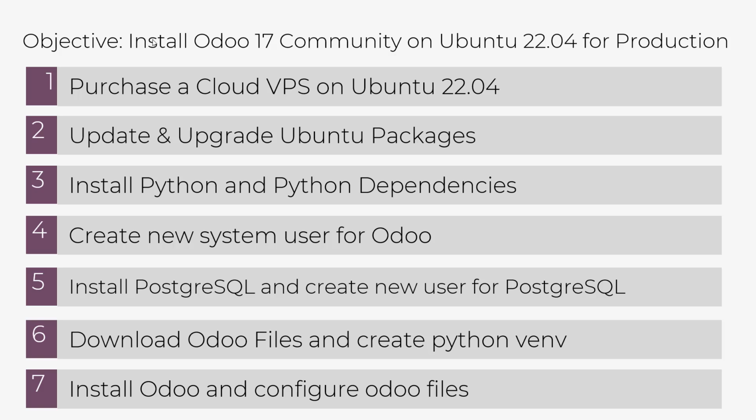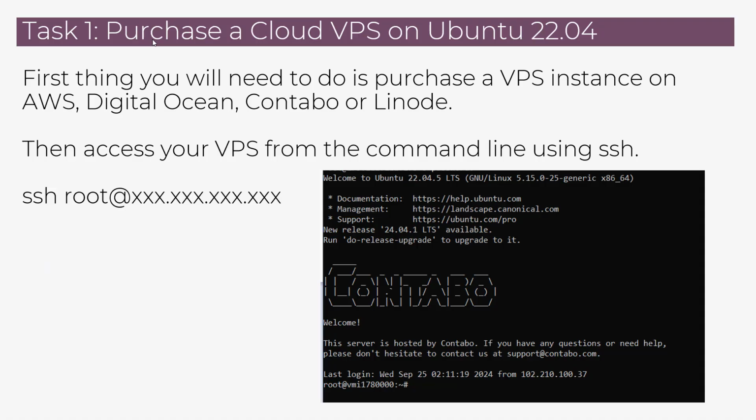We'll first of all need to purchase a cloud VPS on Ubuntu 22.04. Then we are going to update and upgrade Ubuntu packages. Then we will install Python and Python dependencies. Then we are going to create a new system user for Odoo. We are going to install Postgresql database and create a new user for Postgresql. We will download Odoo files and create a Python virtual environment. Then we are going to install Odoo and configure Odoo files.